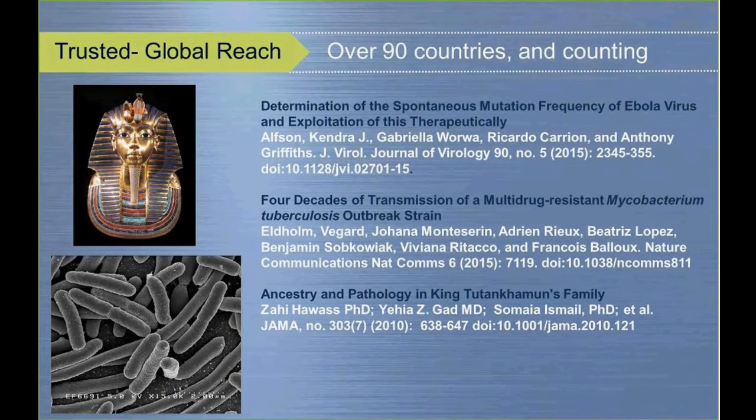Trusted global outreach. As a company, our reach extends globally. We have customers in over 90 countries and are present in virtually every major academic, government, or private research institute. Following are some of the exciting projects where our software was utilized, whether tracking the lineage of King Tut back numerous generations with the Egyptian Museum, or being on the front lines in today's Ebola or tuberculosis research.